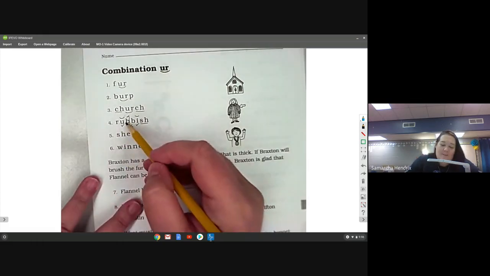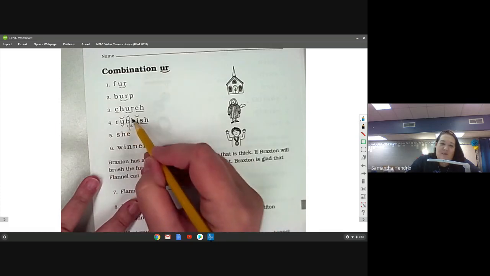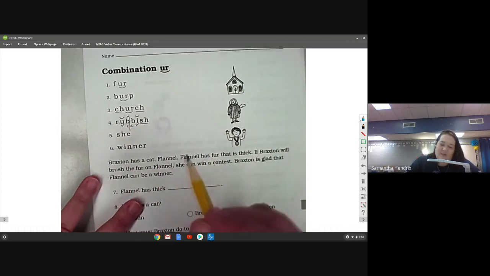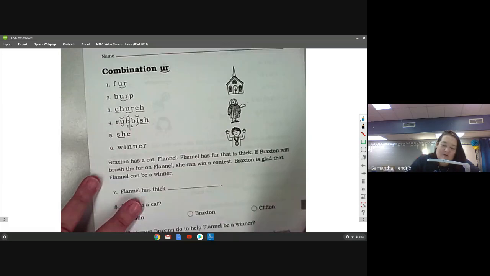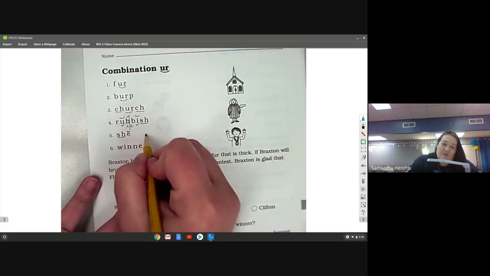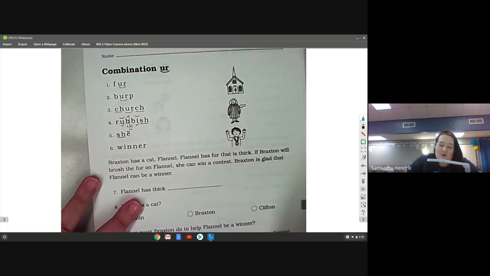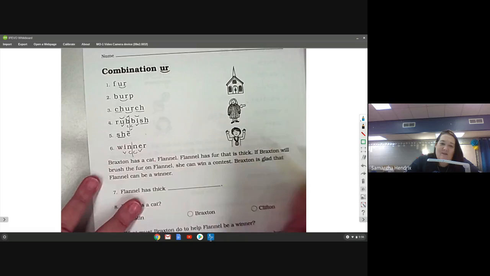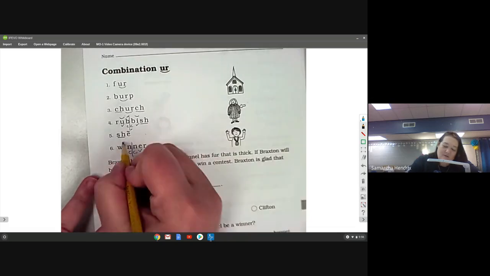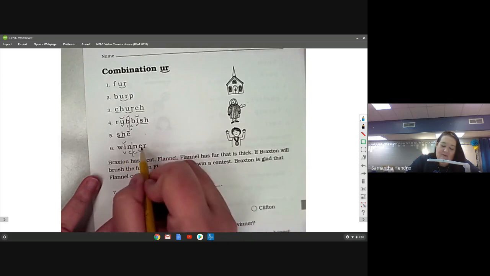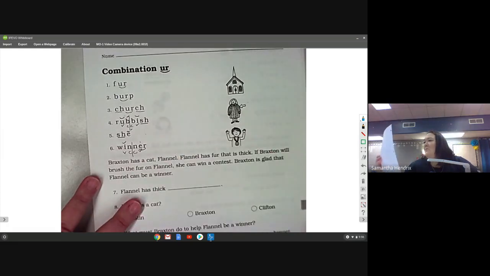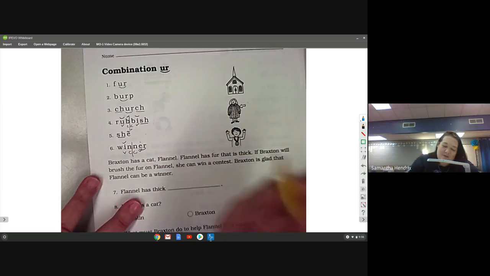Rub-bish. But remember, this just gets one sound. So rubbish. That's rubbish. That's nonsense. Digraph. There's nothing following that, so it's long with an accent mark. I see vowel, vowel, consonant, consonant, split. That gets the short vowel. That does not get the short vowel. That gets an arc. Check my answers to make sure.